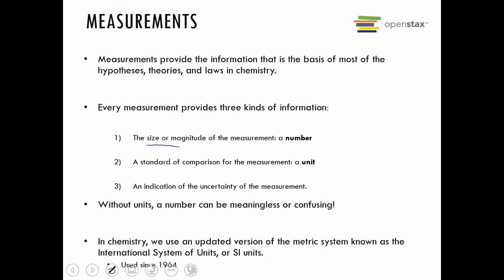We need to know the size or magnitude of the measurement, so the number. We need a unit, and we need the uncertainty of the measurement. Sometimes we're not as picky about this uncertainty, but it is important to realize that it is there. Without units, a number can be misleading or confusing. Like if I just said 5, and that was my answer, and I didn't have anything else after that.